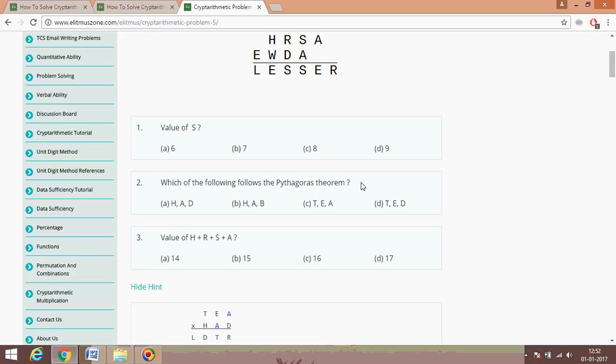For checking this, it's a very simple rule. You have to check whether H square plus A square is equal to D square. For this one you will check whether H square plus A square is equal to B square. Means you have to check whether it follows the basic Pythagoras theorem, like A square plus B square is equal to C square. Suppose you got 3 4 5. So this means 3 square plus 4 square is equal to 5 square. So you have to check whether these values HAD follow that formula or not.